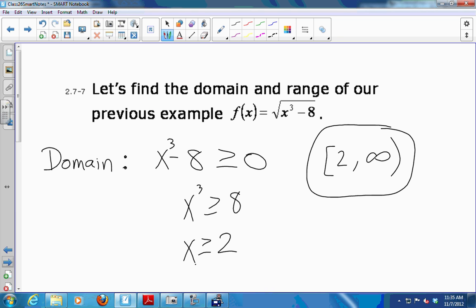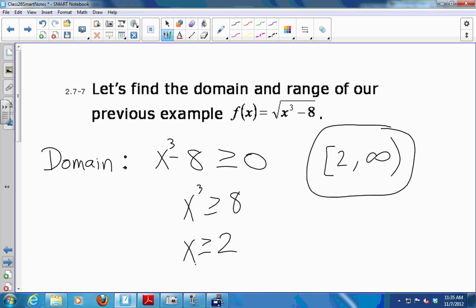Can I get 0 as an output? Is there an x value that will make y 0? 2. Yep. So 0 I can get as an output. Can I get, I don't know, 5? Can I get 5 as an output? Yeah, I can.